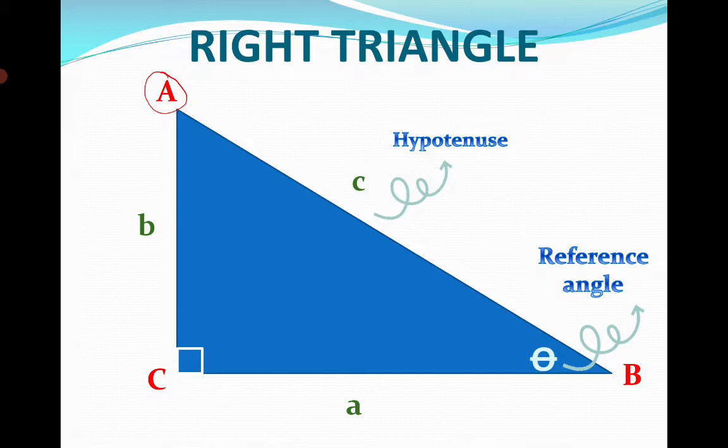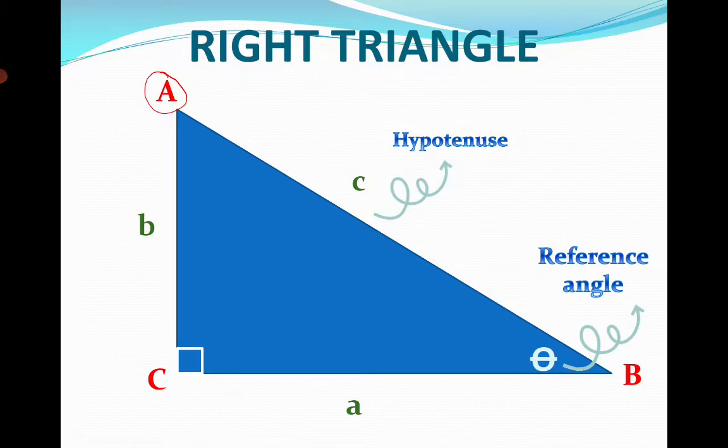Okay, paano natin malalaman kung ano yung hypotenuse? Hypotenuse is the longest side of the triangle. So, yung pinakamahabang side ng triangle, yun po yung hypotenuse. At the same time, ang hypotenuse ay opposite ng right angle. Okay. So, yun yung hypotenuse.